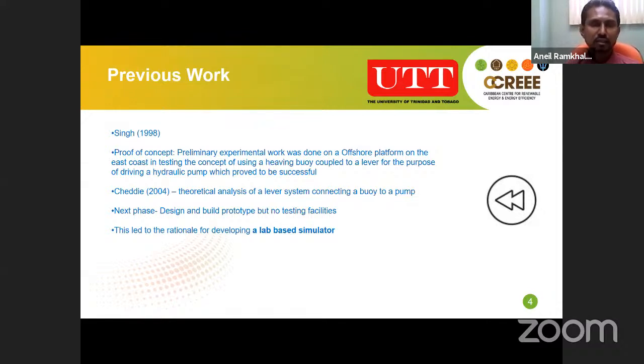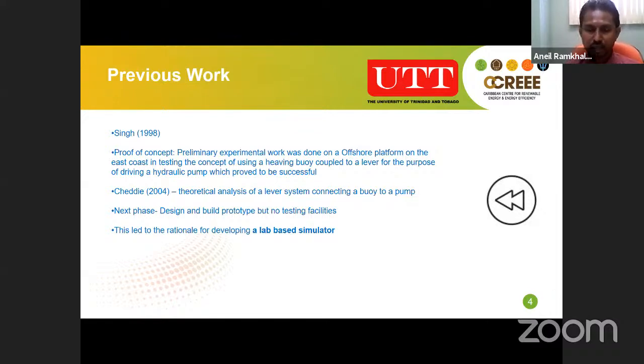So the next logical phase or step with respect to this research was to design and build a prototype and have it tested. But locally here, or even in our region, the Caribbean, we don't have access to testing facilities, right? A wave pool with instrumentation. Our only avenue for testing is mooring the device out to sea, right? Now, in the initial stages of testing, this can be very costly.